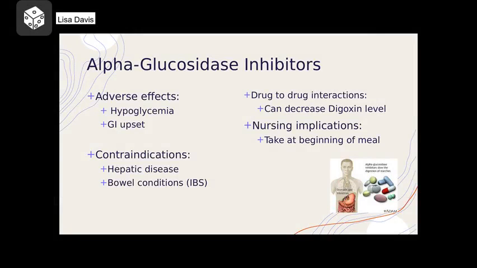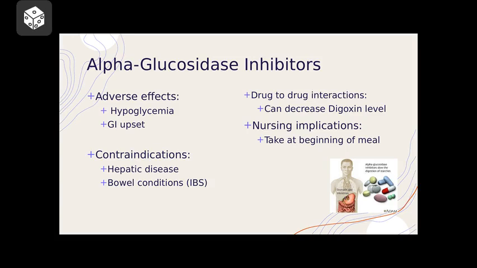So our adverse effects with alpha glucosidase inhibitors like acarbose include hypoglycemia and GI upset. So GI upset may include gas, diarrhea, cramping. If you think about it, because it's affecting how the carbs are going to be digested, GI upset kind of makes sense. Our contraindications for these medications include liver disease and bowel problems like irritable bowel syndrome.